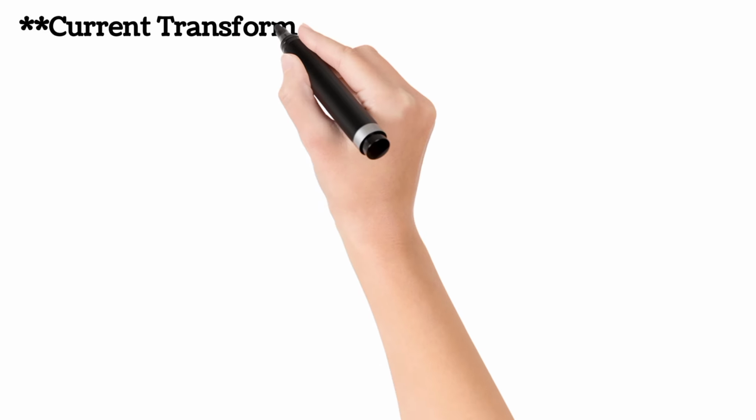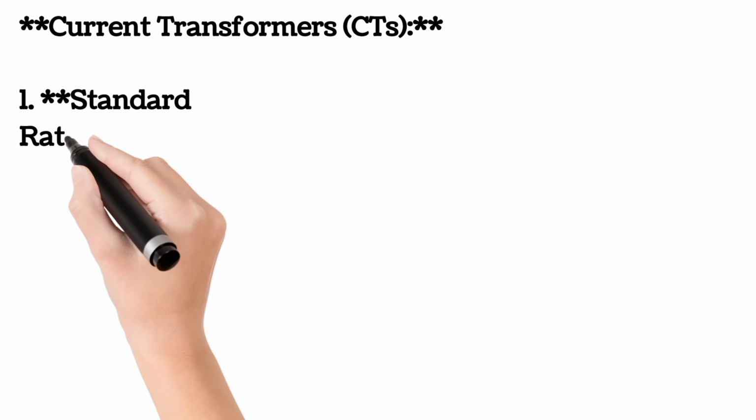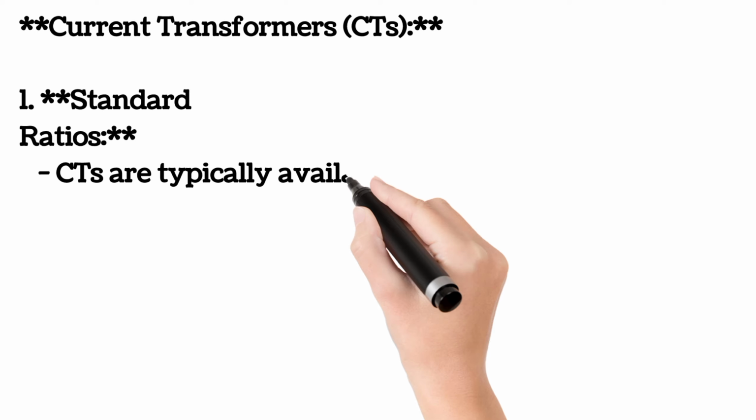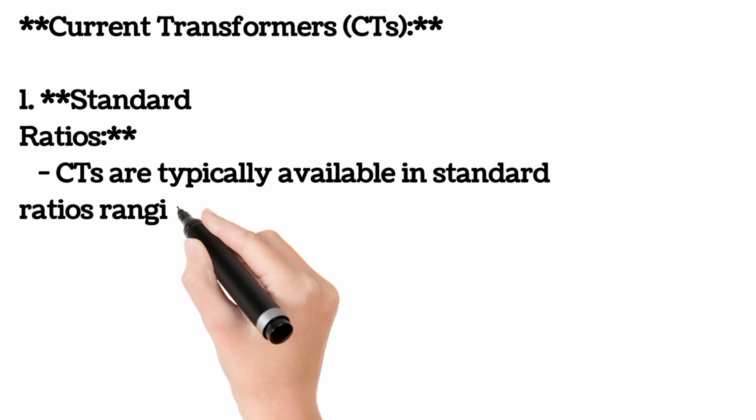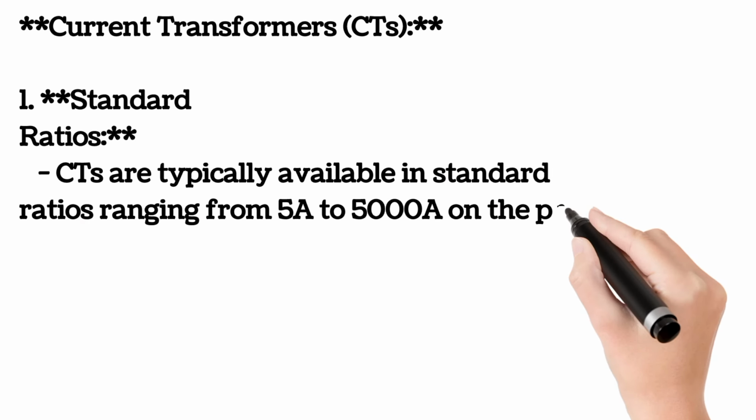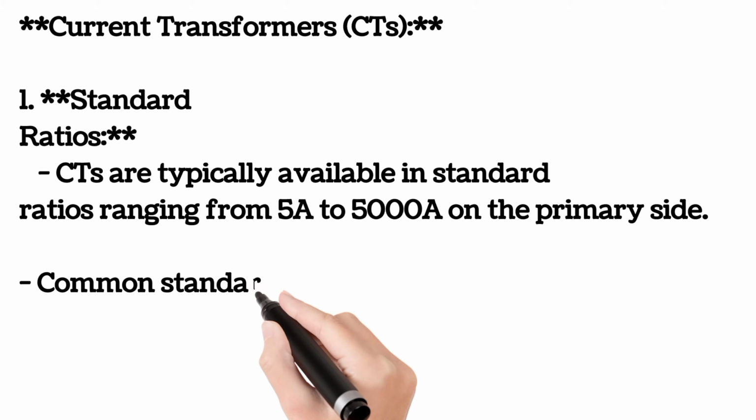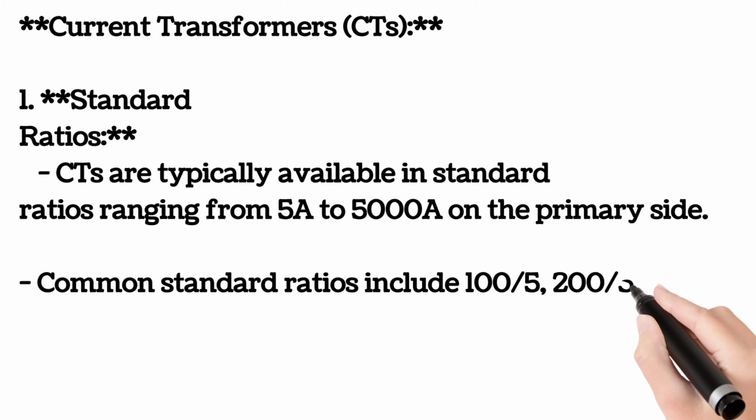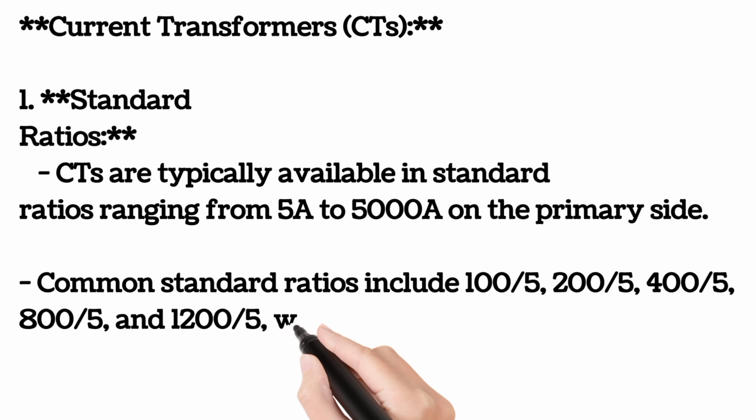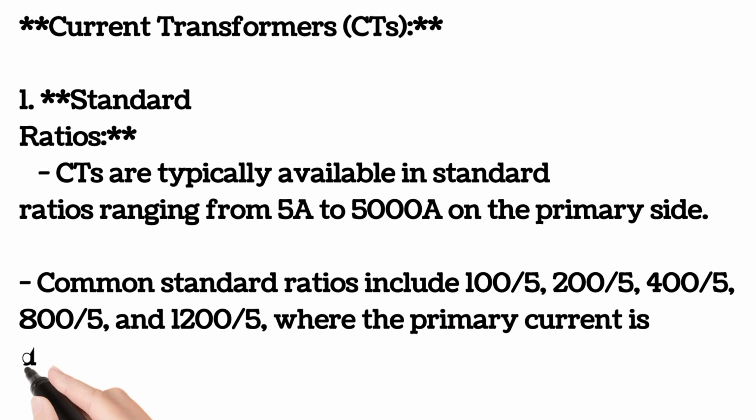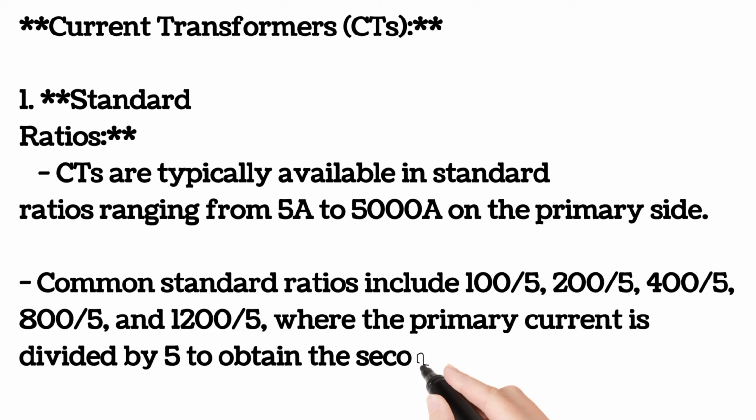Current transformers, CTs. 1. Standard ratios. CTs are typically available in standard ratios ranging from 5A to 5000A on the primary side. Common standard ratios include 100/5, 200/5, 400/5, 800/5, and 1200/5, where the primary current is divided by 5 to obtain the secondary current.